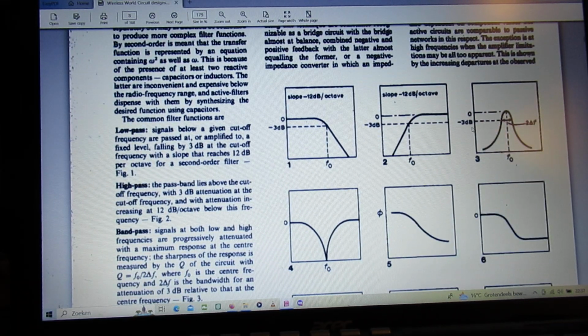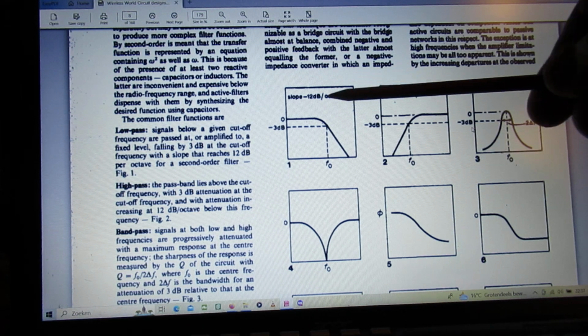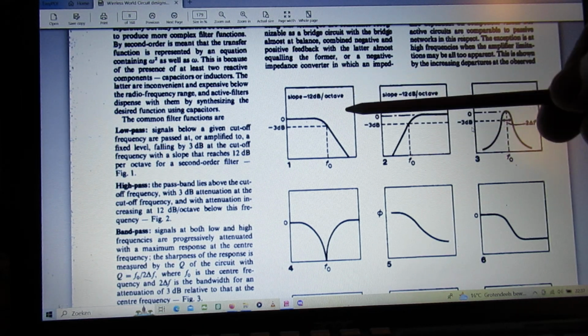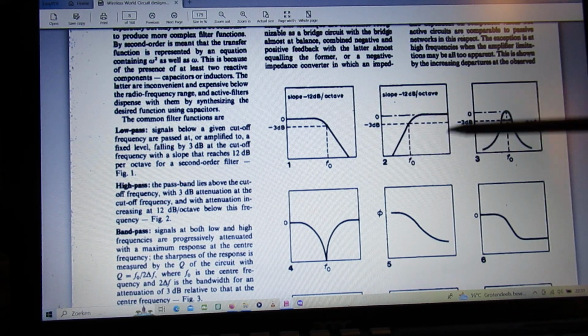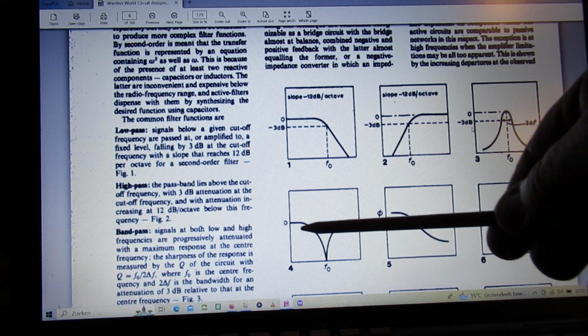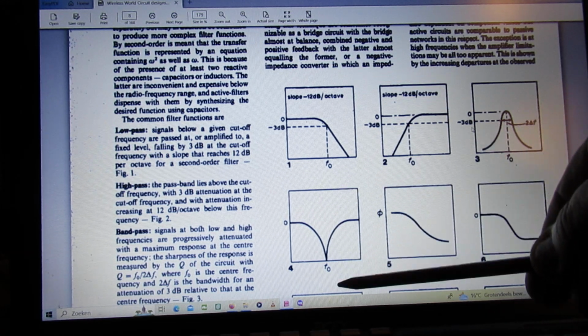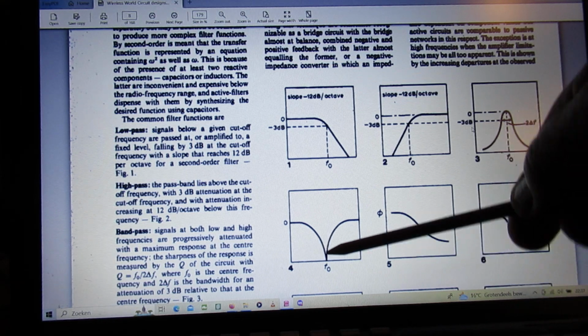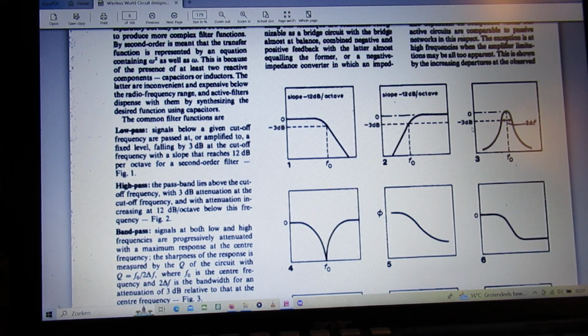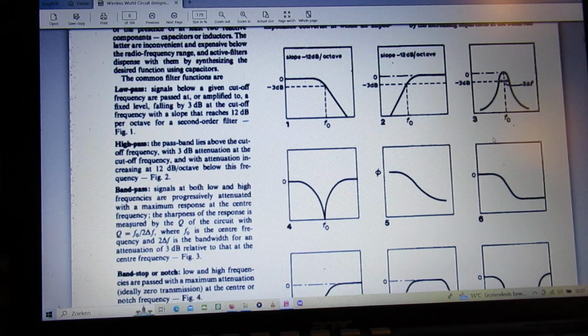Here are a few types of filters. This is a typical band filter. It's tuned to a certain frequency. Here's a slope. Here's a falling slope, a slope that's going up. This is a typical notch filter. Here, this is a notch. So on a certain frequency, all the energy is brought down to zero.